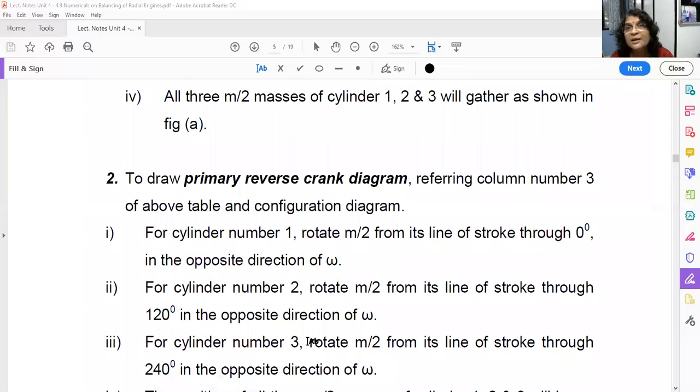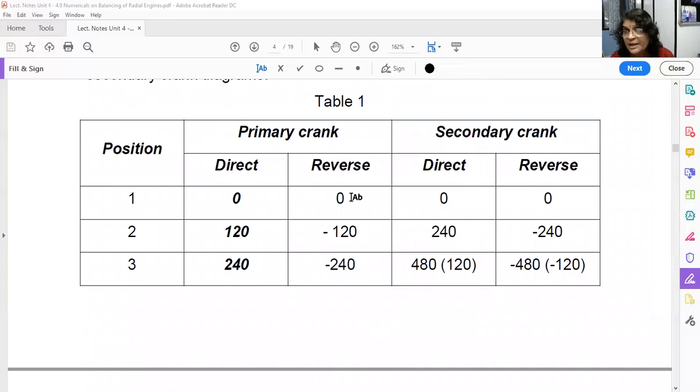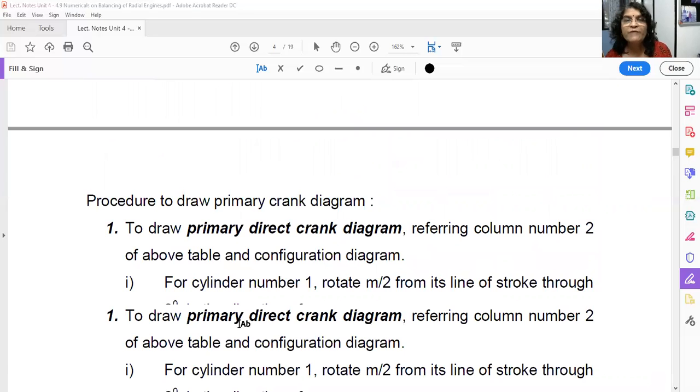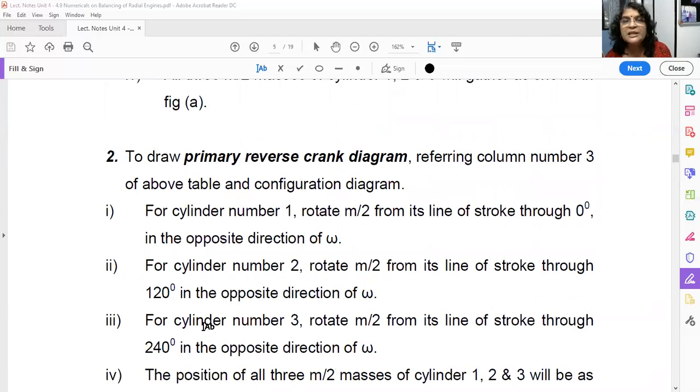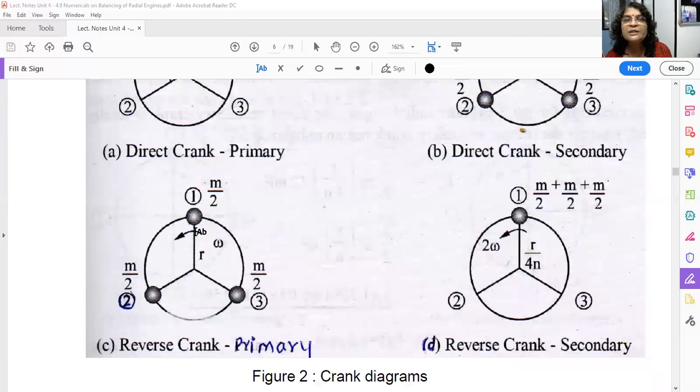See this one. Again, I will be telling you how to draw the reverse crank diagram. You have to rotate this crank, meaning the line of stroke. How to remember it? You have to rotate by these angles in the opposite direction of omega. So where is the line of stroke of cylinder number 1? This one. You have to rotate it by 0 degrees, it will remain here only. So m by 2 is here. Cylinder number 2 is here.